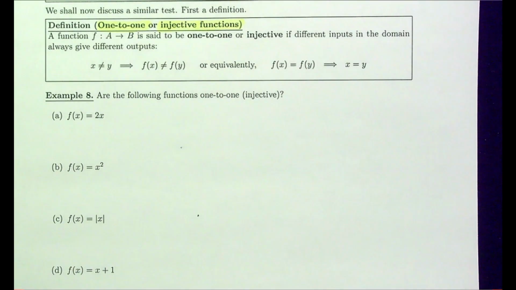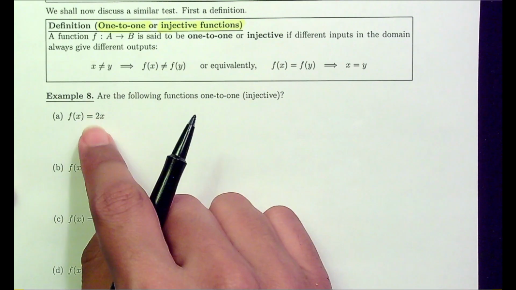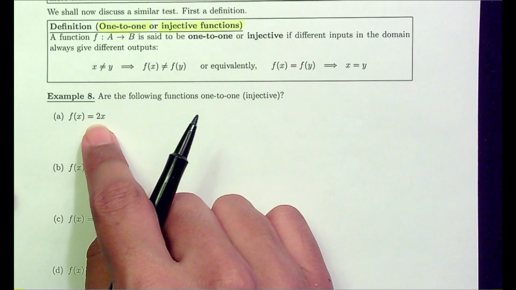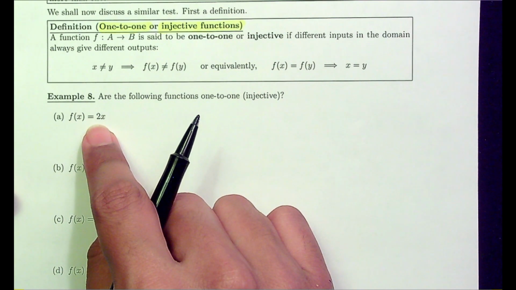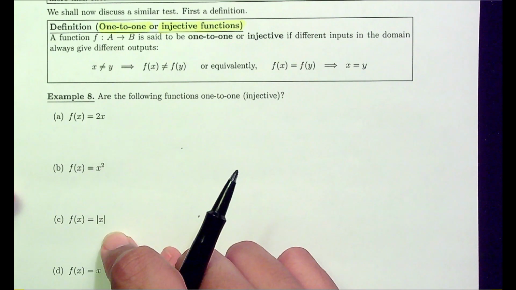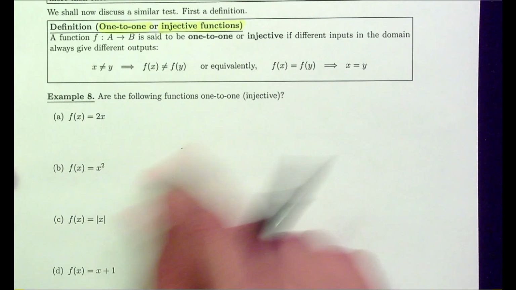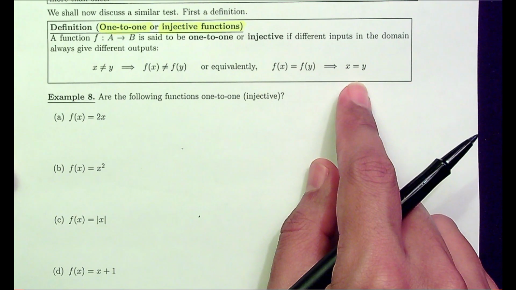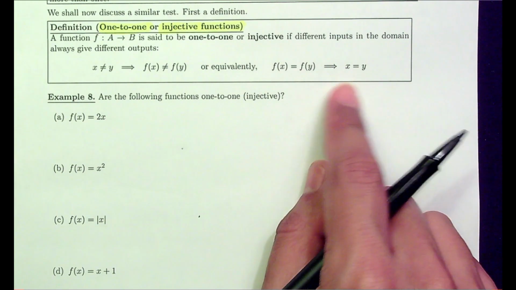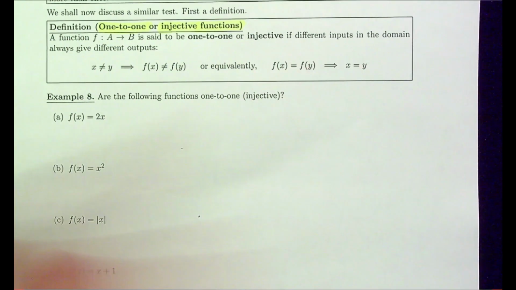So let's figure out whether these are one-to-one or injective. Question: are these one-to-one or injective? Well, the easiest way, if you're going to do this algebraically, and we're not going to focus too much on this, is to do it this way, right here.